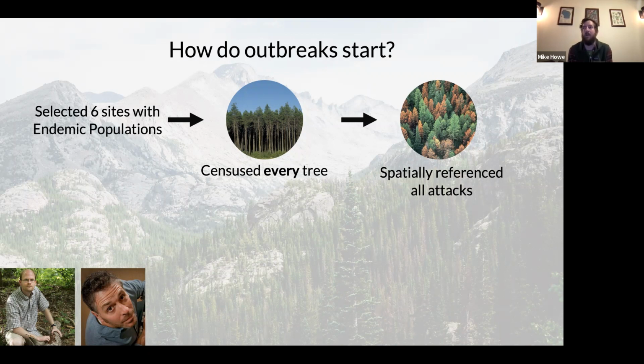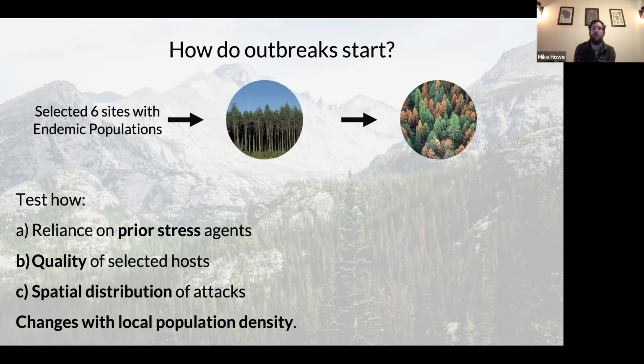And over the course of 6 years, they censused every single tree in these sites, which I did the math at one point, and it was around about 115,000 trees that they looked at almost on a monthly basis during the summer. And so during the census, they spatially referenced all attacks by bark beetles in these stands. So this data set was awesome, and it allowed us to look at how beetle reliance on prior stress agents, quality of selected hosts, and spatial distribution of attacks changes with local population density.